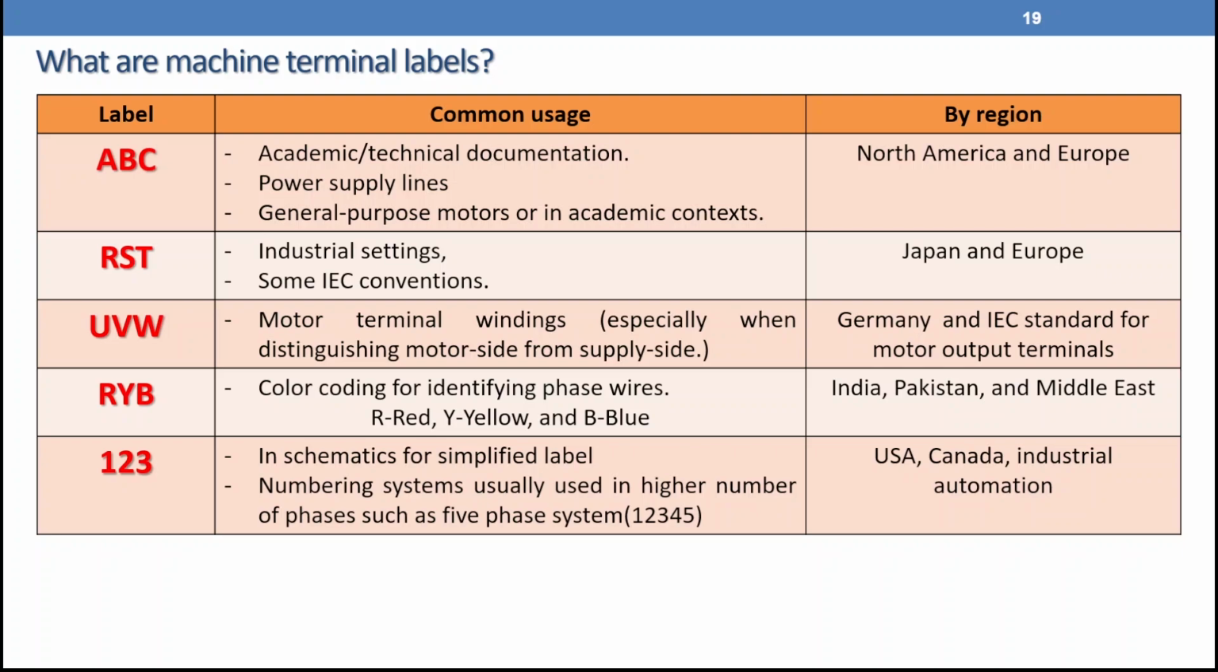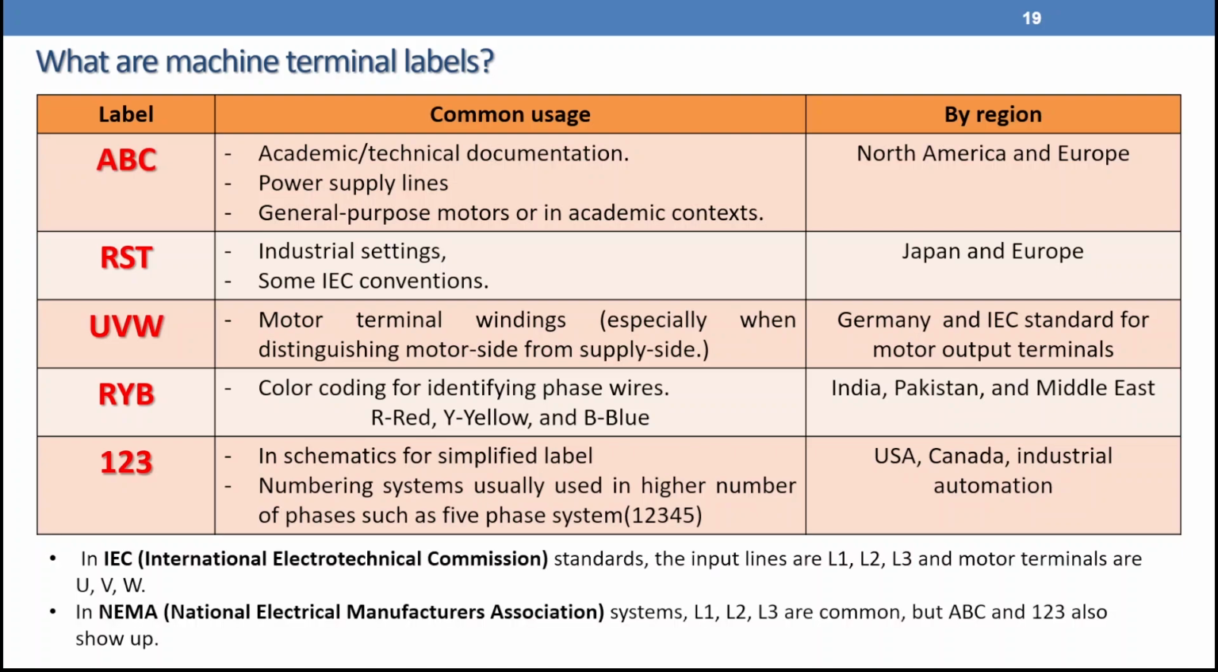In India, Pakistan, and the Middle East, they like to use the color coding red, yellow, blue, which is RYB. Regarding 1, 2, 3, USA, Canada, and some industrial automation like to use a numbering system because it simplifies the labels in schematics. The numbering system is also used for higher phase systems. For example, for a 5-phase machine, rather than A, B, C, D, E, you can use 1, 2, 3, 4, 5, and that makes the symbols simpler.